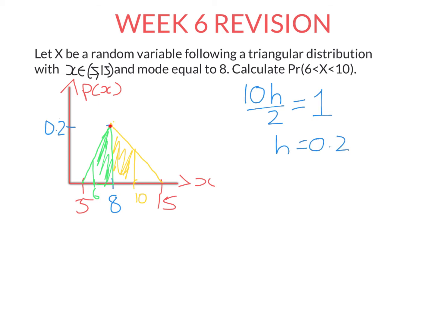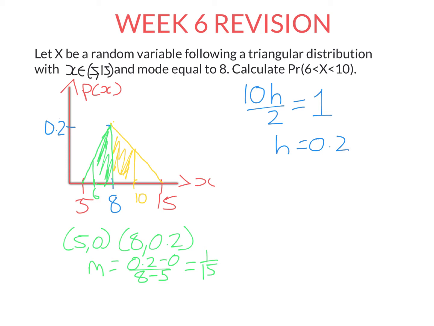Okay, so we know this value here, but how am I going to know the value here and the value here? Well, I need to find the equation of the green line and the equation of the yellow line. Doing these kinds of questions is pretty easy, but it does take a long time. So let's find the equation of the green line. The green line passes through the point (5, 0) and also the point (8, 0.2). To find the equation of the line, we're first going to find the gradient. The gradient is (y2 minus y1) over (x2 minus x1). I get 1 over 15.